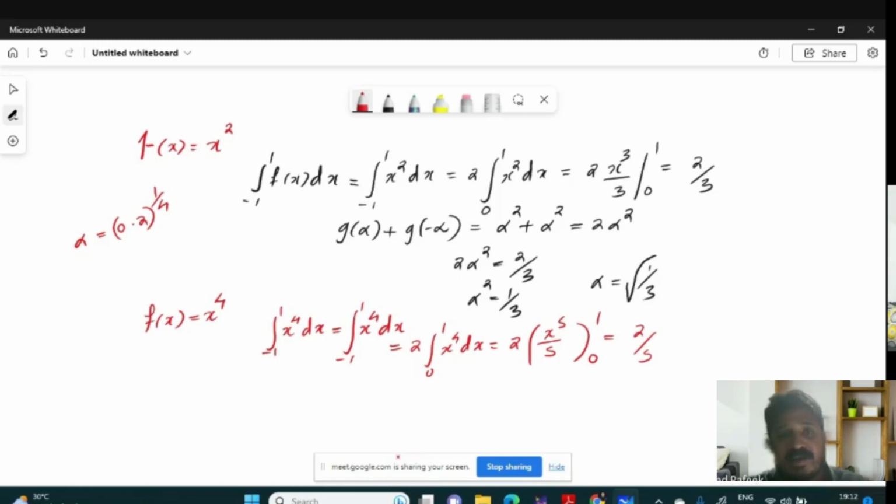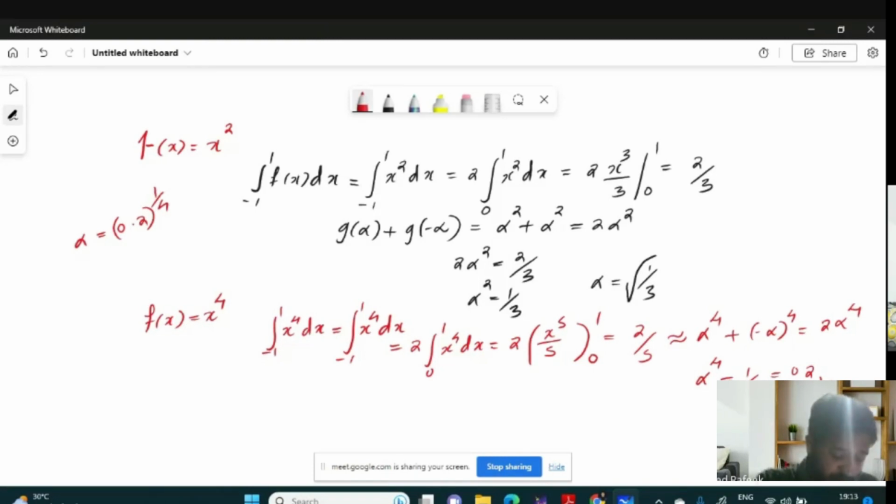2 by 5 is approximately equal to g of alpha plus g of negative alpha, alpha raised to 4 plus minus alpha all raised to 4. It means 2 alpha raised to 4. That means 2 cancels. Alpha raised to 4 is equal to 1 by 5. 1 by 5 means 0.2. Alpha is equal to 0.2 all raised to 1 by 4. Exactly correct. That is the given value of alpha. So, of course, option D is correct, with x raised to 4.